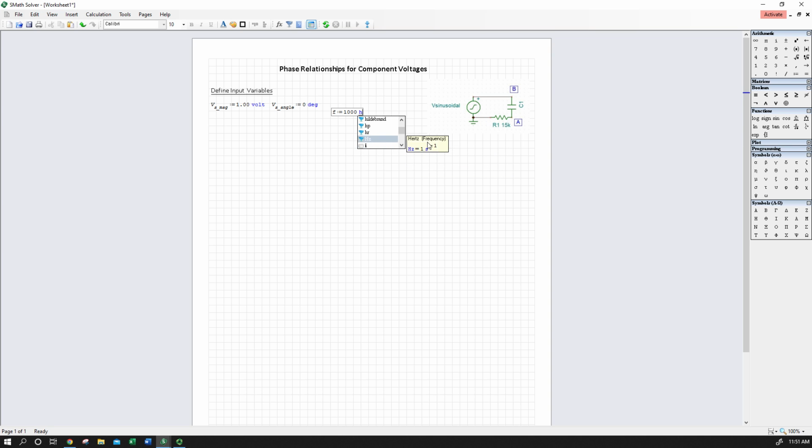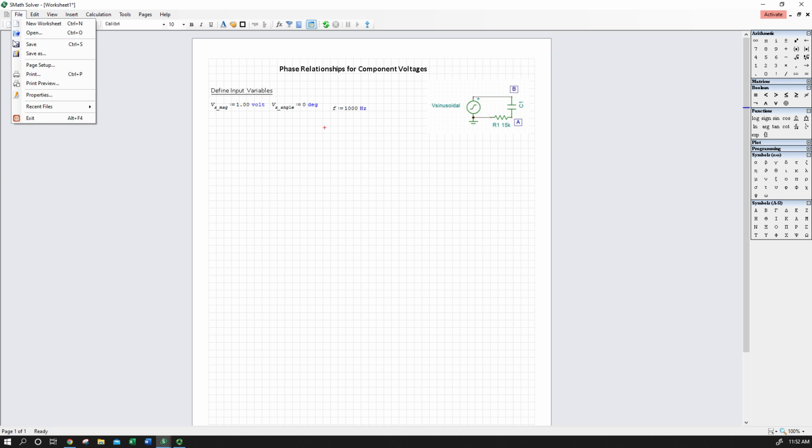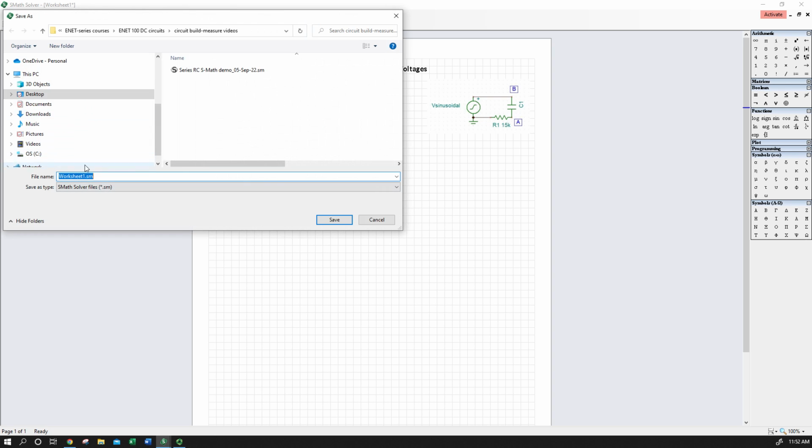Hertz, Hz, frequency, seconds to the -1. That's definitely hertz. Great. So now I've defined everything that I would care about with respect to my voltage source. And now might be a good time to save my SMath sheet. So I'm just going to save it over here.